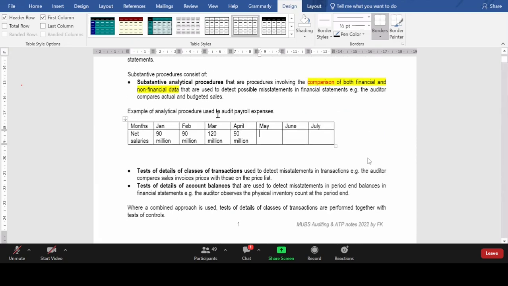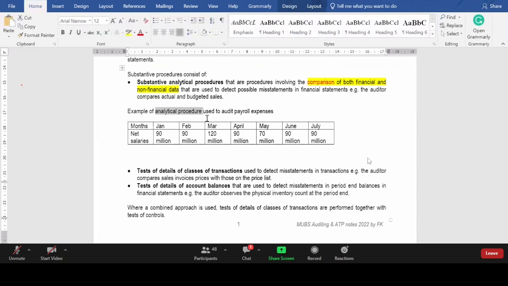I'm saying if you are using analytical procedures, for example, you have to audit payroll expenses, you find January you have 90 million, February you have 90, March you have 120, and April you have 90. Then May we have 70 million. You find here it's 90 million again, and then here it's 90 million. So using analytical procedures, you're going to compare. It's a comparison. You're comparing information.